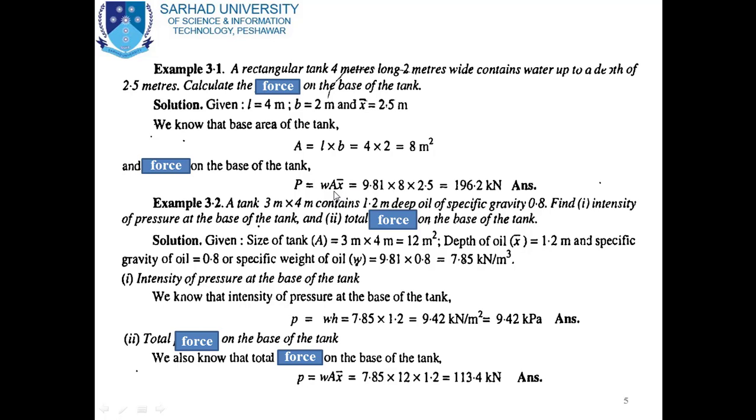So put the values in this equation, we will get the total force on the base of the tank, which is equal to 196.2 kilonewton. And this is the answer for example 3.1.